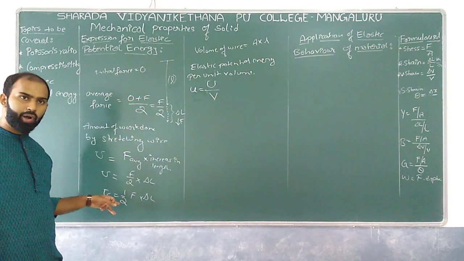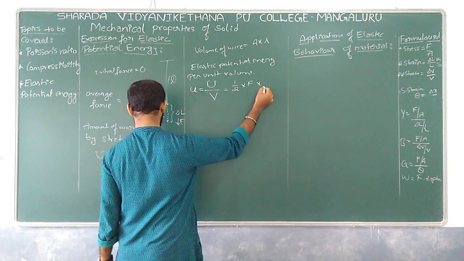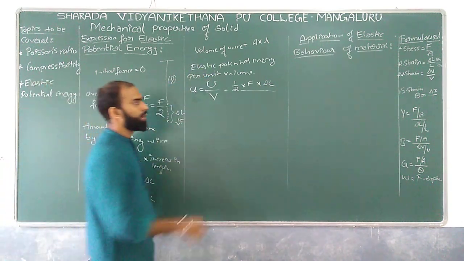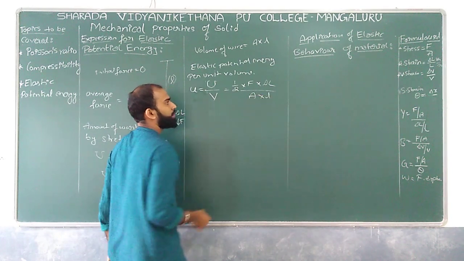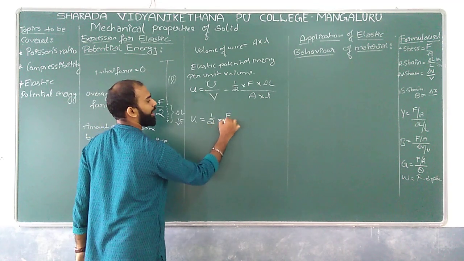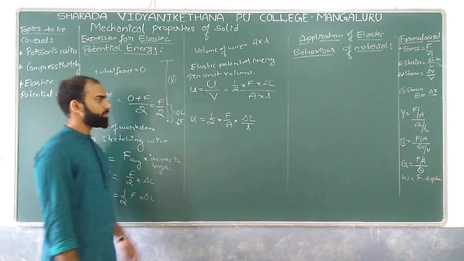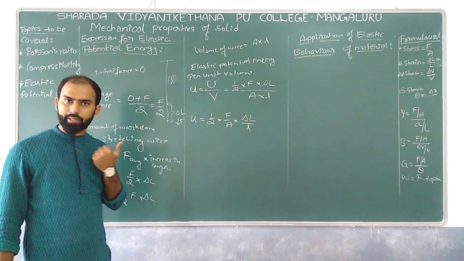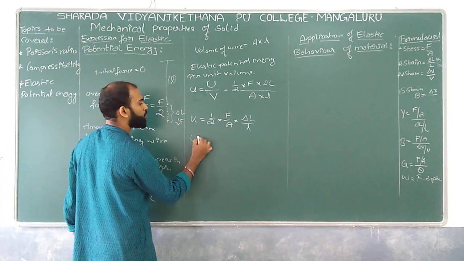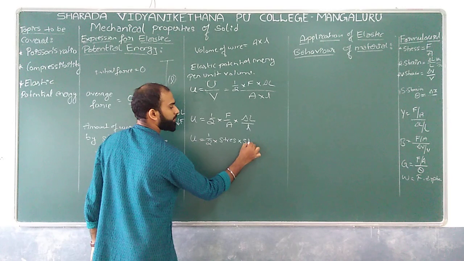So what is the potential energy we got? That is half into F into delta L, divided by the volume, which is area into length. So altogether, what can I write over here? u is equal to half into F by A into delta L by L. Now F by A is nothing but stress, and delta L by L is nothing but strain. So u is equal to half into stress into strain.